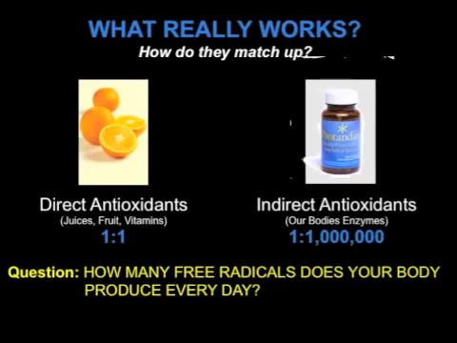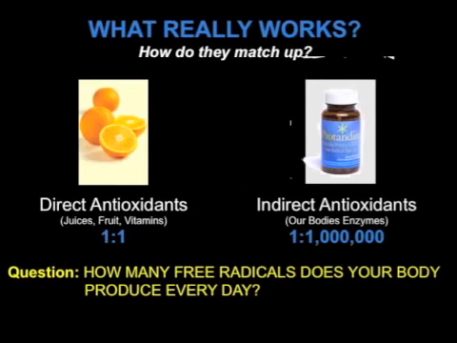But when we're talking about indirect antioxidants, those enzymes that are made within your body, they work on a 1-to-1 million ratio, where one molecule of an antioxidant enzyme produced by your body will in fact neutralize 1 million free radicals per second, every second. The same enzyme, because it's a catalyst. It's not consumed as it is in the direct antioxidant approach.